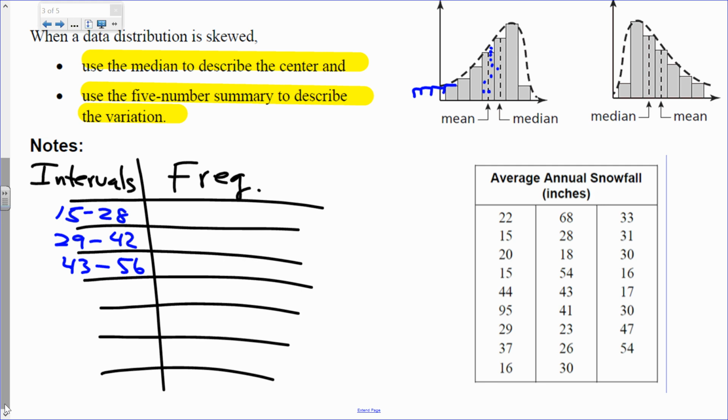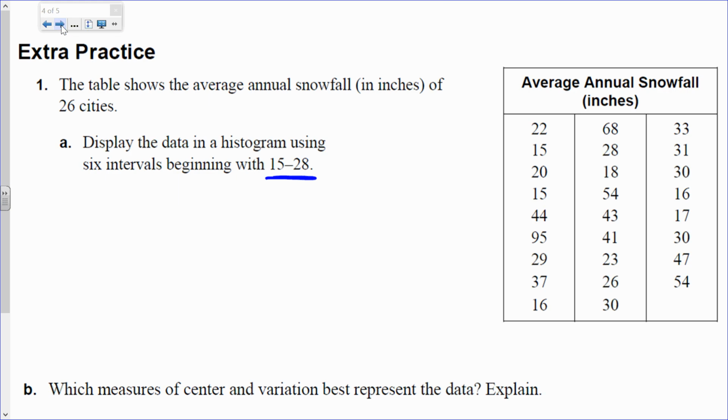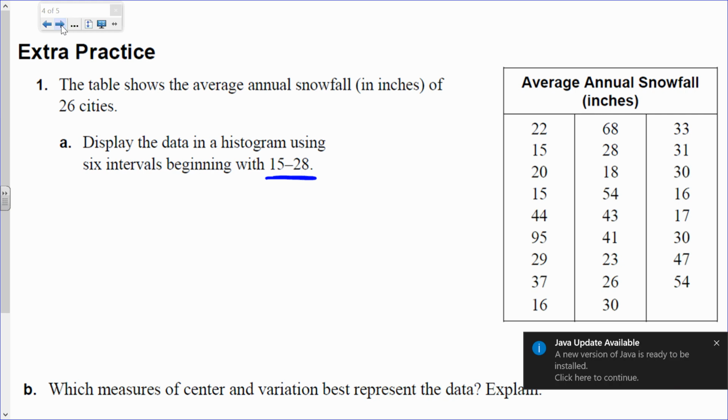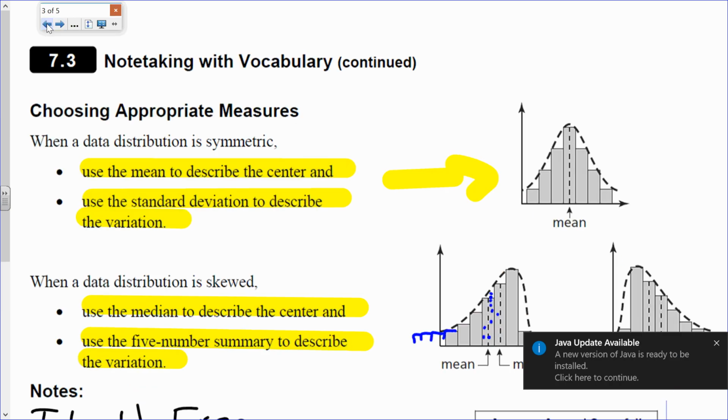Oh, they gave it to us. Look at part A. It's right there. They tell us to start there. Good question. Okay, they gave most of the questions on assignment 48 also will tell you, they'll give you the first group to start off with just so you know how wide they have to be. Good question, good question. Rocking and rolling, let's keep going.